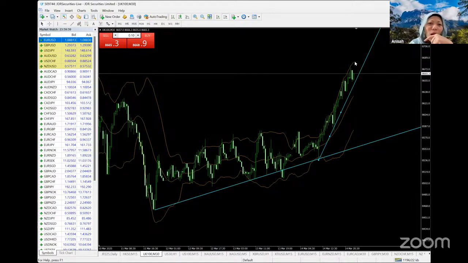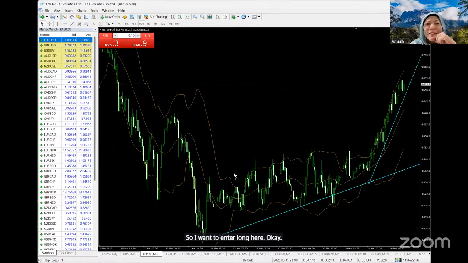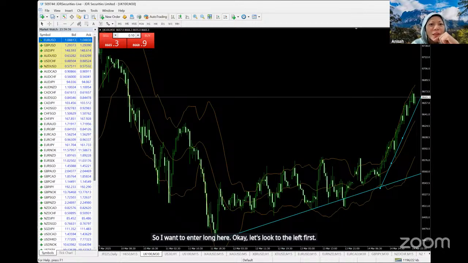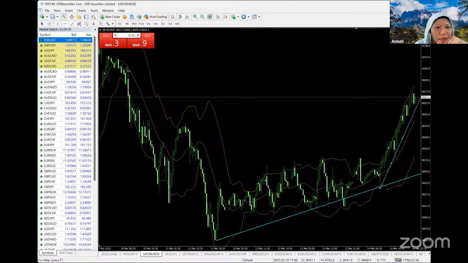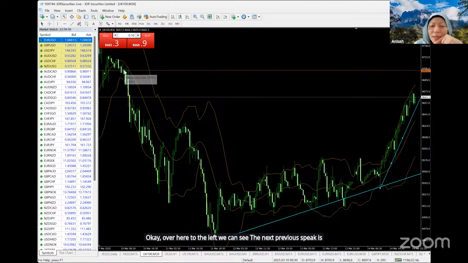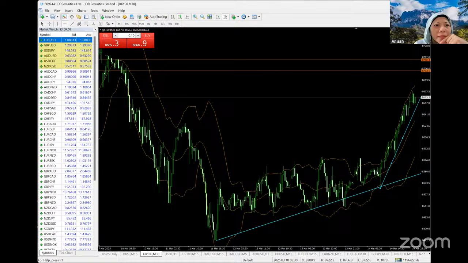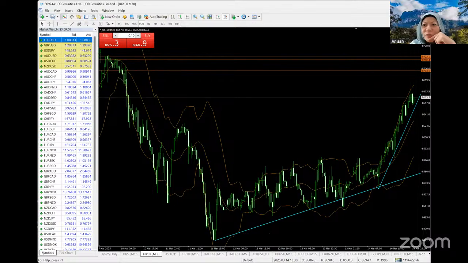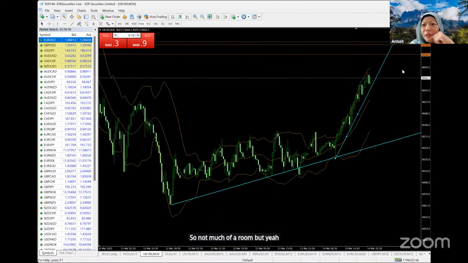So do I want to enter long here? Let's look to the left first. Over here to the left, we can see the next previous peaks are this, this, and this. So there's not much room, but you can still. Current price is 8,665.3. The next resistance level is 8,703.1.